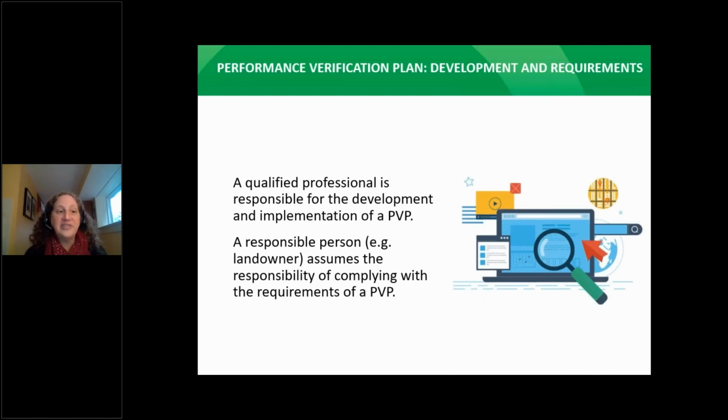Approved professionals and qualified professionals are generally hired by responsible persons to ensure that PVP instructions are followed and reporting requirements are met. However, it is ultimately the responsible person's responsibility to ensure compliance with the PVP. This is usually the landowner, but it could be the property leasee. Next slide, please.